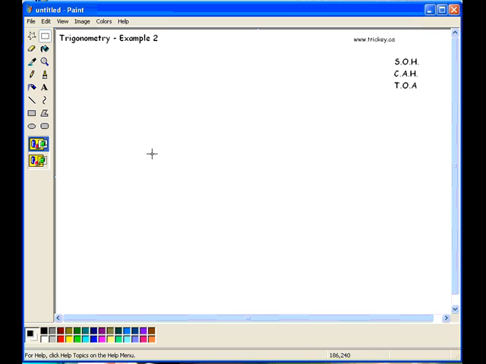What we're looking at here is our second example for trigonometry. What we're going to do this time is figure out how to calculate the angle if we are given the lengths of two sides. So in our right angle triangle example here, we'll say that the hypotenuse is 21, the base is 20, and we want to solve for angle x, the top angle.